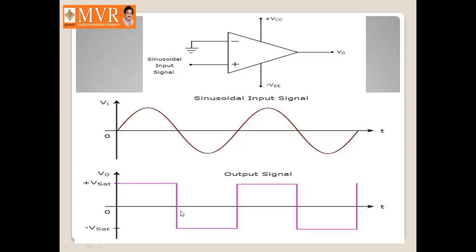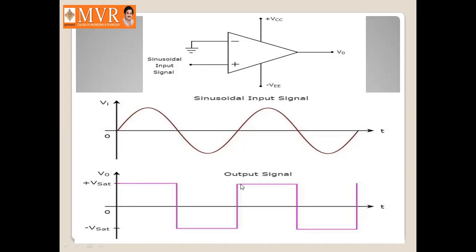The application of this comparator is that we can use it in communication applications. The op amp as a zero crossing detector is used in frequency modulation and demodulation.